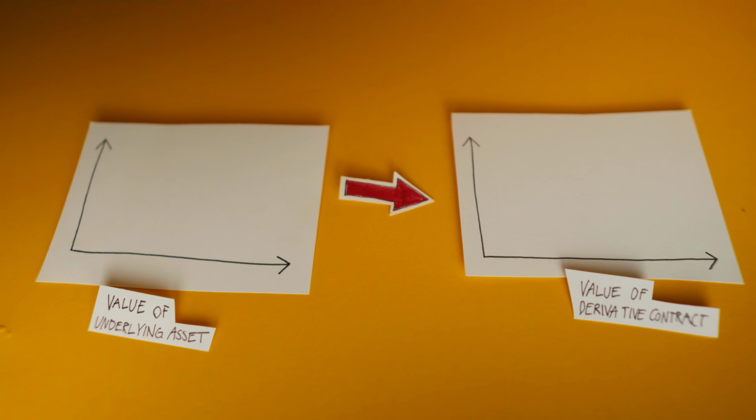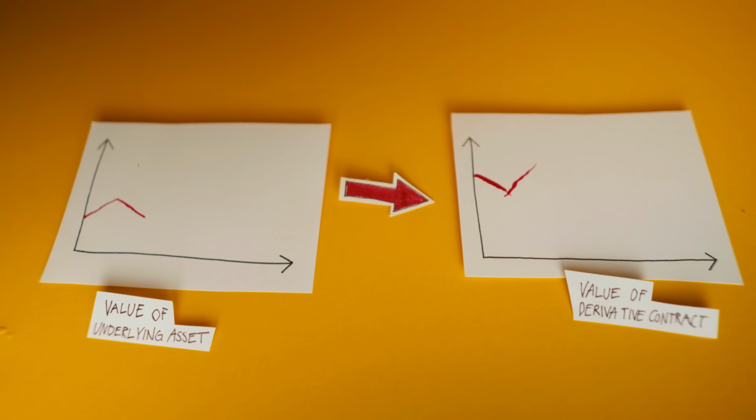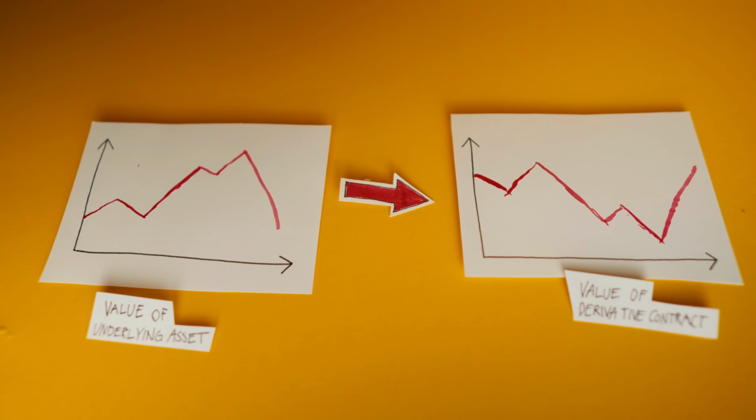How valuable this contract is derives entirely from the development of the underlying asset. If the underlying price moves, the derivative also moves. In what direction depends on the type of contract. But why do they even exist? Derivatives were in fact created for a very normal, very reasonable purpose: hedging risk.